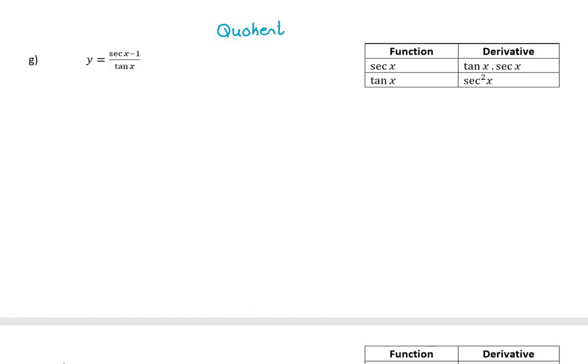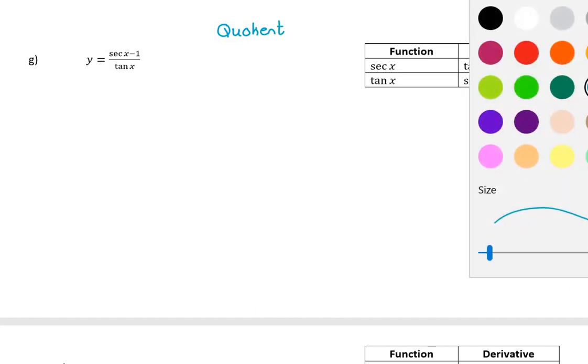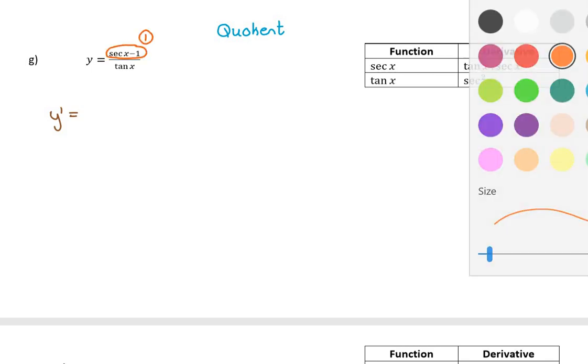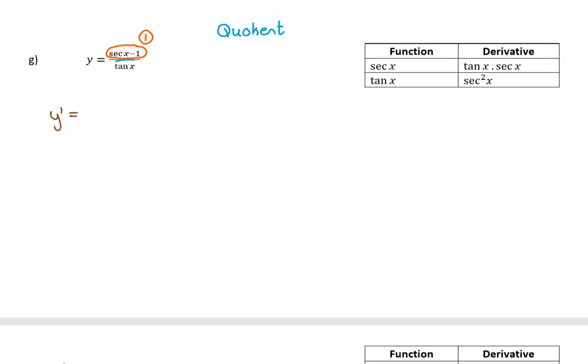So let us remind ourselves what the quotient rule says again. Have we done the quotient rule yet in this example, in this video? No, I don't think we have done it. So let's have a look. At my top function, first of all, this is my top function, so I'm going to call this function number 1, or top function, doesn't really matter. And this is function number 2, which is the bottom function.